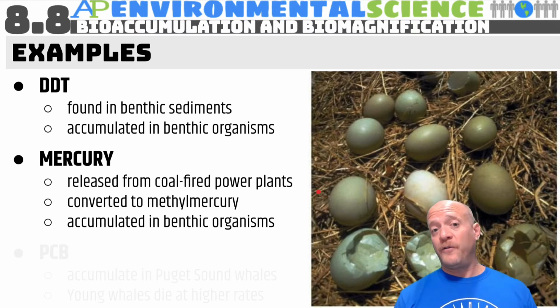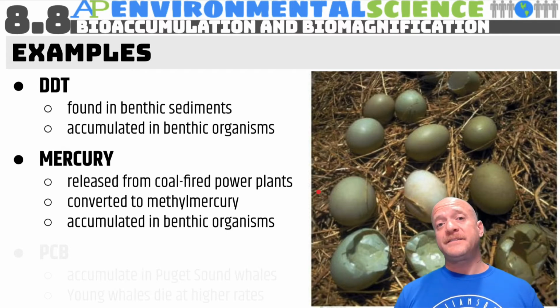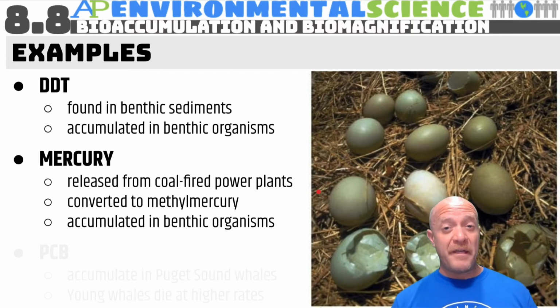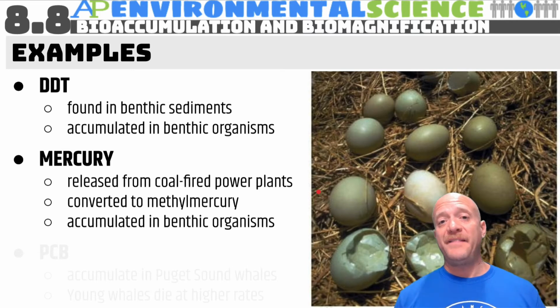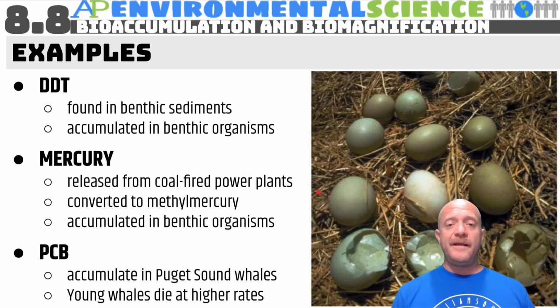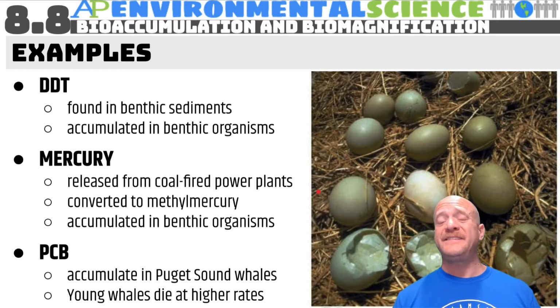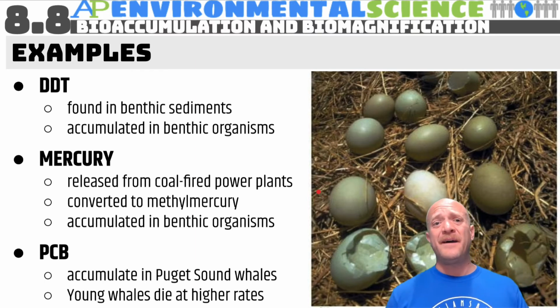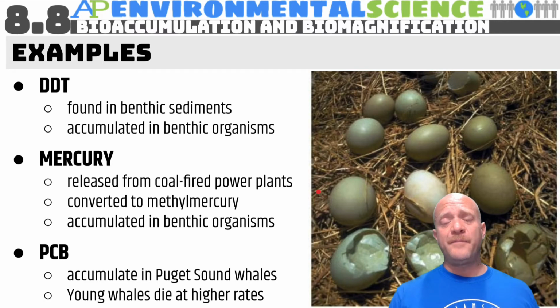Mercury is released from a coal-fired power plant. In aquatic ecosystems, through the actions of bacteria, it is converted to methylmercury, and it also accumulated in benthic organisms. And PCBs accumulated in whales in Puget Sound. Puget Sound is to the west of Seattle, and young whales would die at a much higher rate. So these are some examples. There are others, but any of the persistent organic pollutants, any of those fat-soluble substances, and heavy metals that are going to be fat-soluble, are examples of substances that can bioaccumulate.